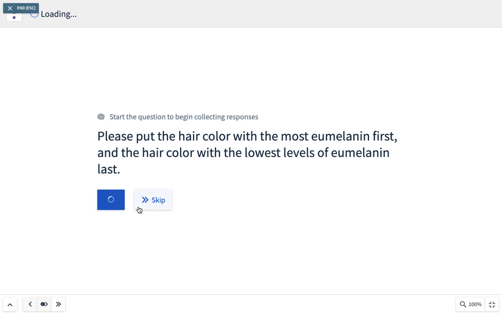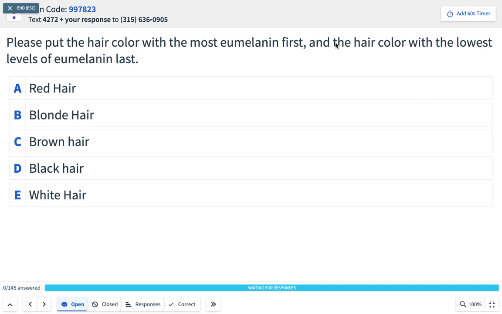So let's have a review question. I'll give you about 30 seconds. We no longer are keeping track of this stuff for attendance or participation purposes per university policy, so I'm not as concerned about giving you time to click in. Make sure you read the question. We are going to mix and match our hairs. Rearrange them with the hair color with the most eumelanin first, and the hair with the lowest levels of eumelanin at the end.